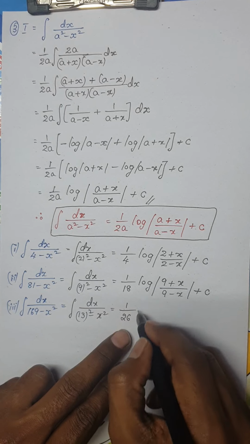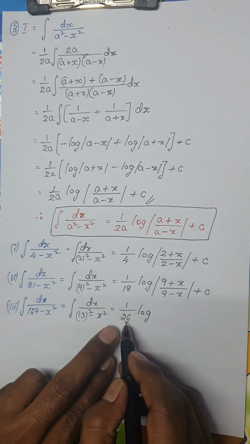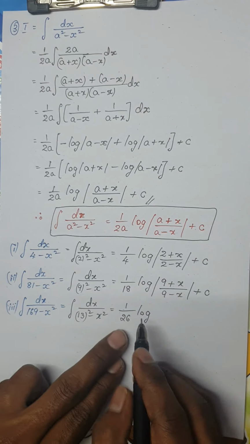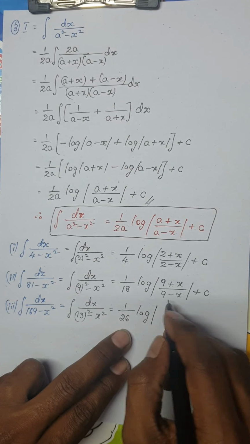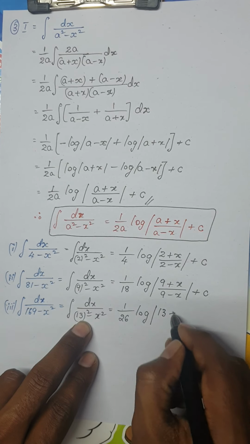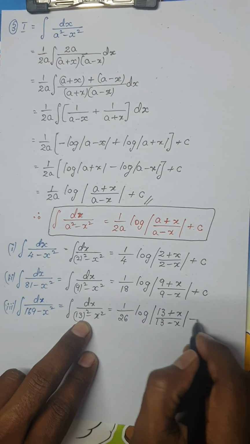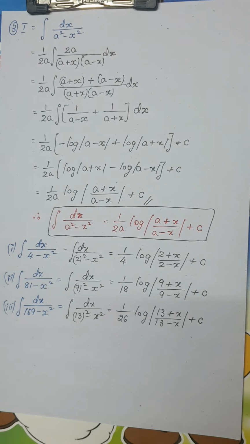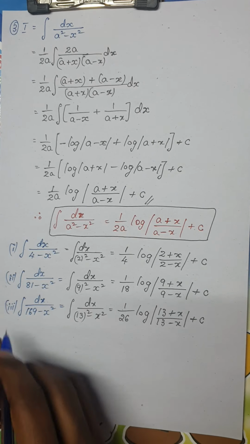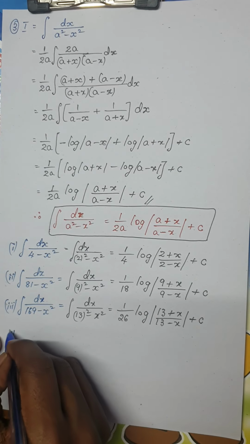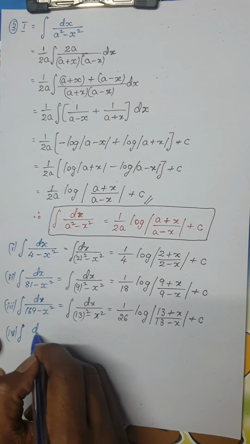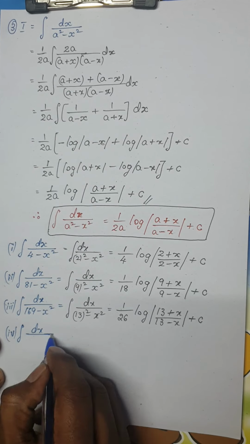Okay, but still you are not going to lose marks if you write it directly. So 1 divided by 2 times 13 is 1 by 26 into log of mod, 13 plus x divided by 13 minus x plus c, which is the constant of integration. Okay, but if they give you a question with a number that is not a perfect square, let me consider this.